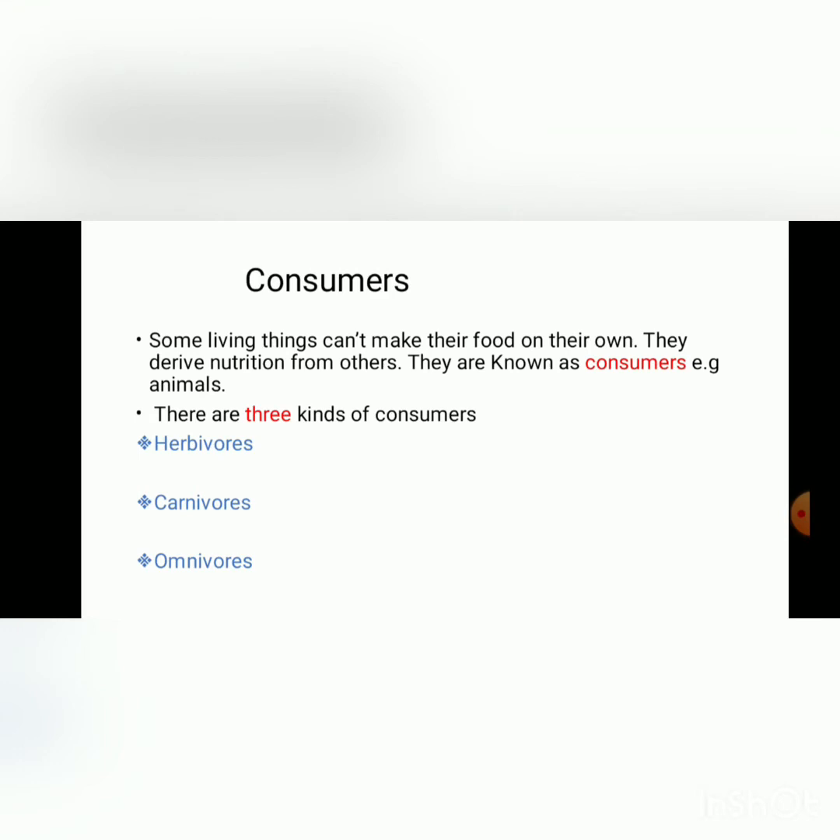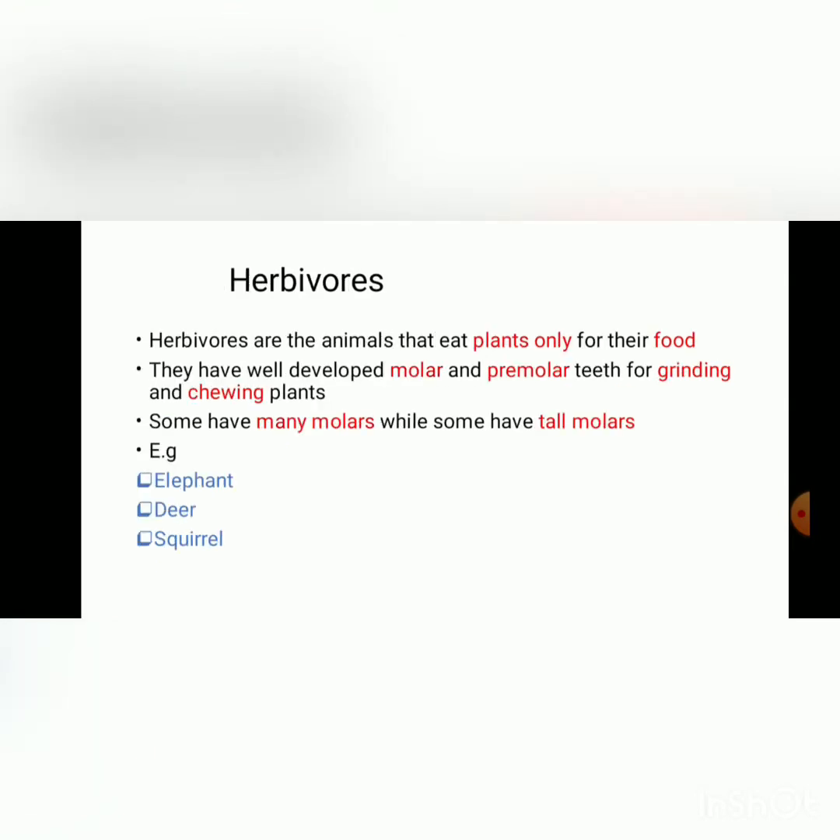Consumers are those organisms which can't make their own food, and they depend upon the producers or other organisms for their food. There are three kinds of consumers: the herbivores, the carnivores, and the omnivores.